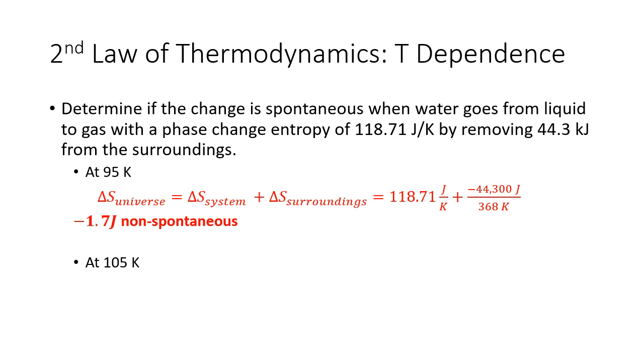Yay! Okay, now let's try it at 105. We'll plug in the same values, 118.71 joules per Kelvin, and negative 44,300, and we'll put it over 378. When we do that, we get 1.5 joules. And we know that a positive number is increasing the entropy of the universe, and that is spontaneous.